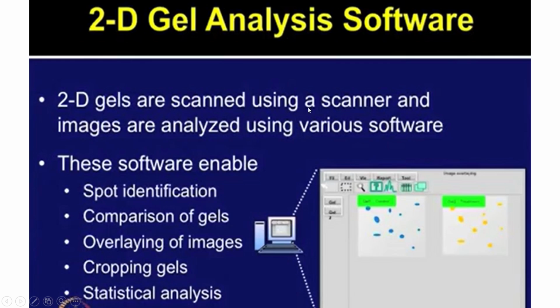This is maybe an example of how software looks. 2D gels are scanned using a scanner, and images are analyzed using various software. That's what I was talking about. This is just an example of one such software. So what does software generally help you with? It helps you in spot identification. If there are any specific proteins, it will help you identify those spots. It will also help you compare the gels.